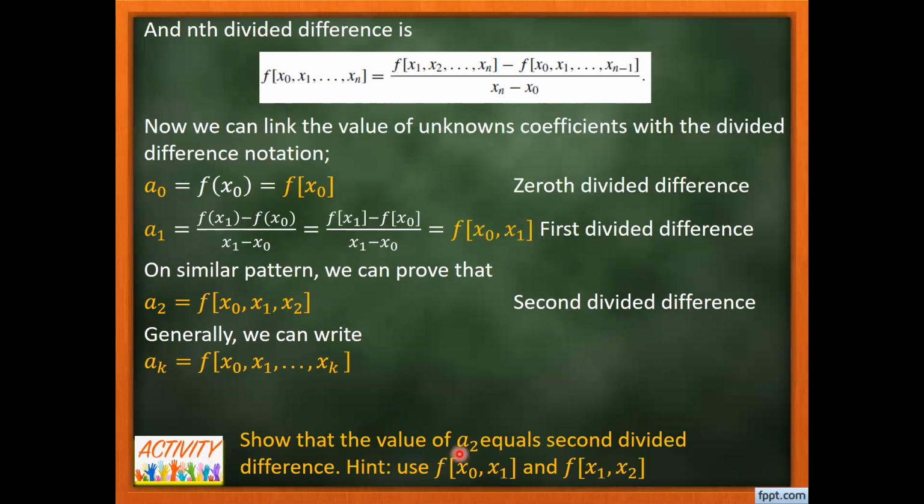A small activity for you. Can you show that the value of a2 actually equals the second divided difference? There is a hint for you to use: use the first order divided difference at the x0 node and the first order divided difference at the x1 node to prove the point.